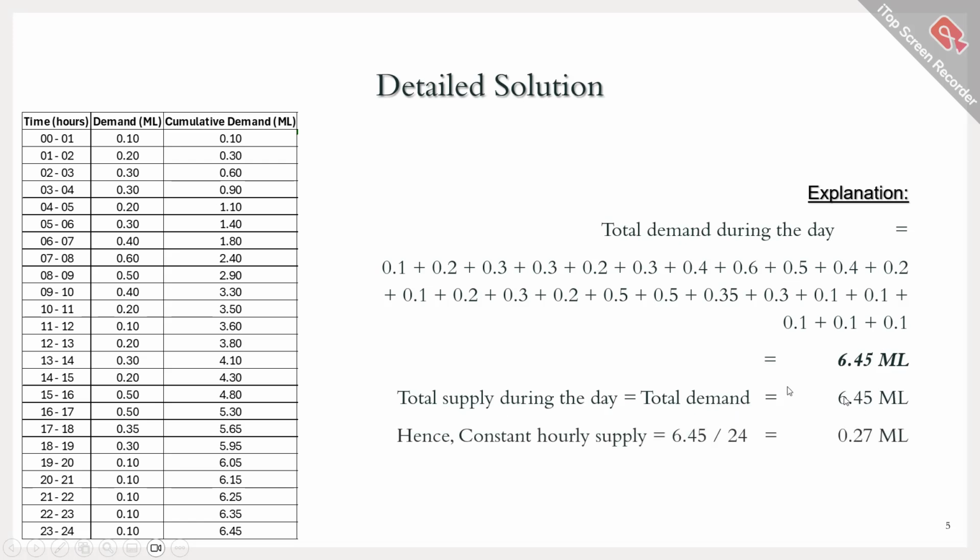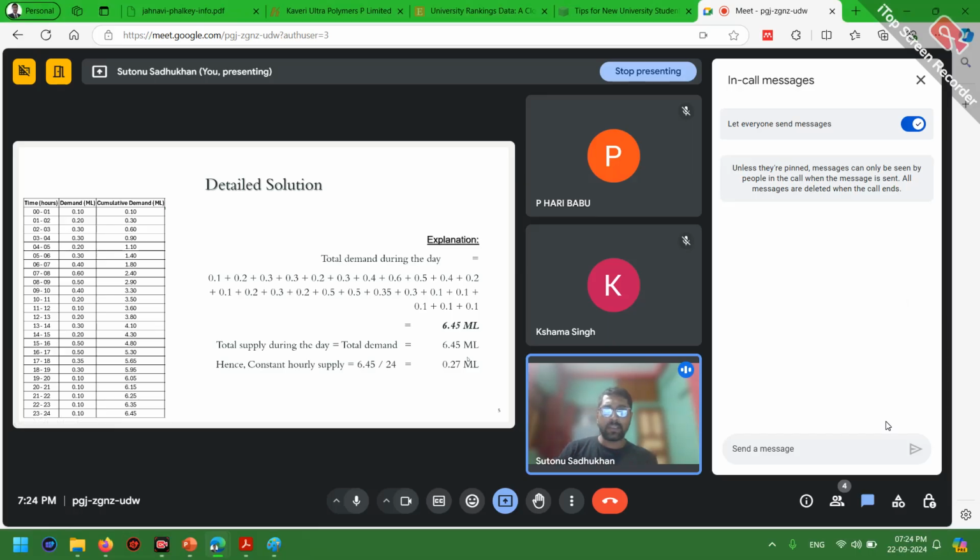Now, in the question, they have told that though the demand is varying, the supply we are keeping constant. So total supply divided by 24 hours will be your hourly supply. 6.45 divided by 24 equals 0.27 megaliters. That will be your constant hourly supply rate. Hopefully it is clear till this point. If you have any problem understanding, you can ask then and there.